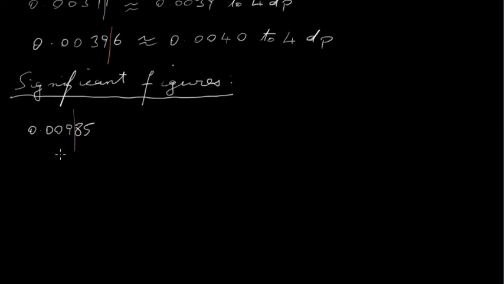Now, in this particular case, we do the same as what we did previously. We look at the number after the 9 on this side of the line. It's an 8, which is a 5, 6, 7, 8, or 9, which means we must round this up. So what we end up with here is 0.010. So that's to one significant figure.